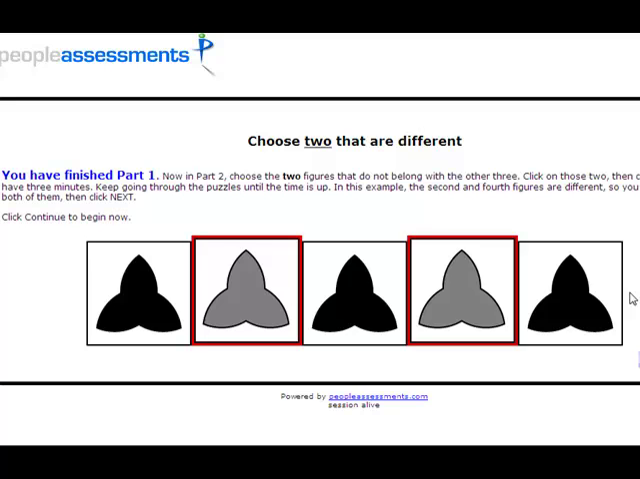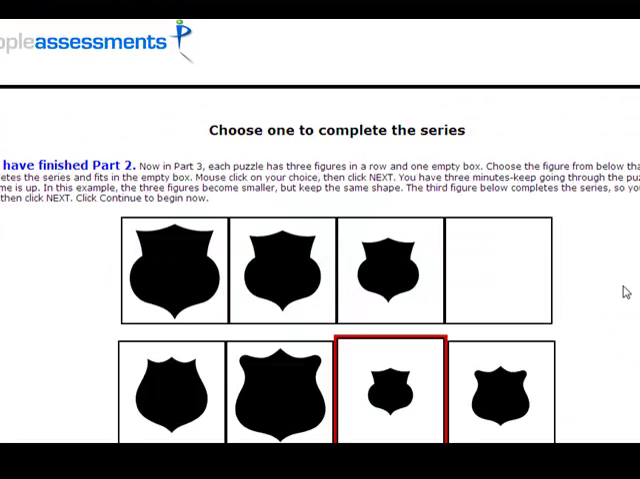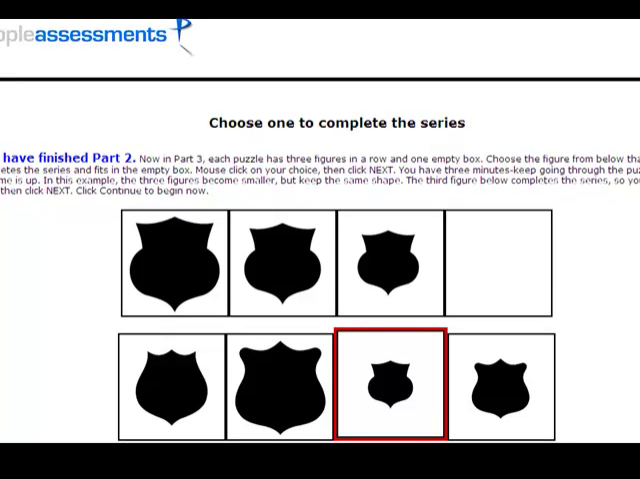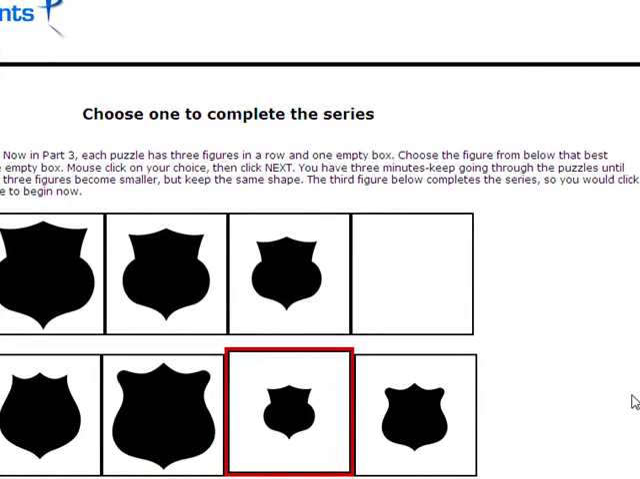In this second set, you now have to pick 2 that are different. So it just makes it a little more complicated as there's more things going on in the graphic images. Now it's getting a little more complex, and in here you pick the one from the bottom that completes the series on the top. So you see the images are decreasing in size, and the one that's illustrated as correct is the smallest one.